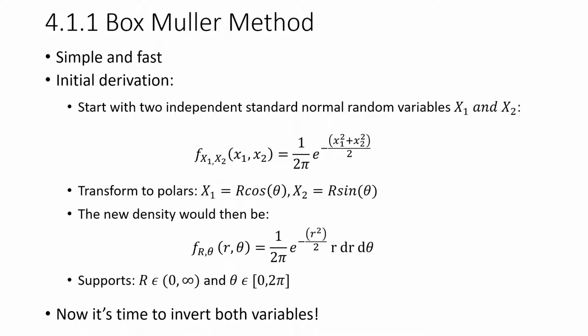But the whole thing with Box-Muller is we have to transform these variables into polar coordinates, like we were taught in calculus, which you can see here. Then we convert that to the new density function, which you can see as follows, which is basically taking the Jacobian with respect to each of the variables in dr and d theta, which gives you this function as you see on the screen. The support here is now from 0 to infinity and 0 to 2 pi for the radius and for theta, our angle. So now we have to invert both of these variables to continue doing the Box-Muller method.